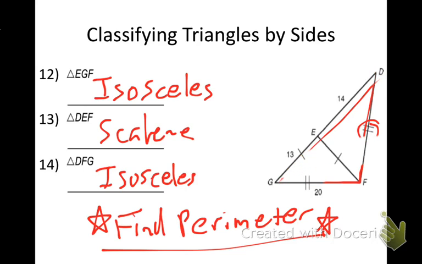Did anybody find the perimeter? What was the perimeter? It's the square root of 1,020. Perimeter is the distance around. You have to add the numbers. 67 is the perimeter. Perimeter is the distance around, Tina.